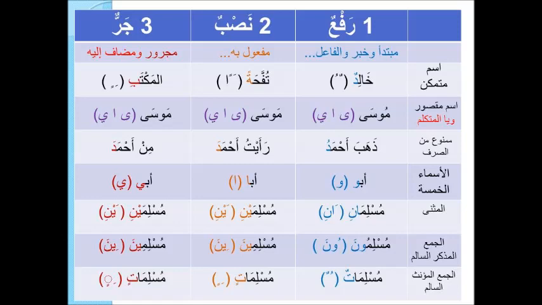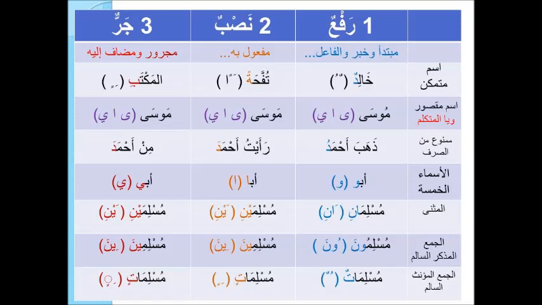We spoke about normal nouns, which are reflected in the state of rafa with dhamma or dhammatan, nasab, fatha or fathatan, and jar, kasra or kasratan. We spoke about the category of ism maqsoor and the ya' mutakallam, whose grammatical state is assumed, as in the case of mursal, where the word remains the same in the three grammatical states. We spoke about the category of mamnu' min as-sarf, which is reflected in rafa' with a dhamma and in the state of nasab and jar with a fatha.